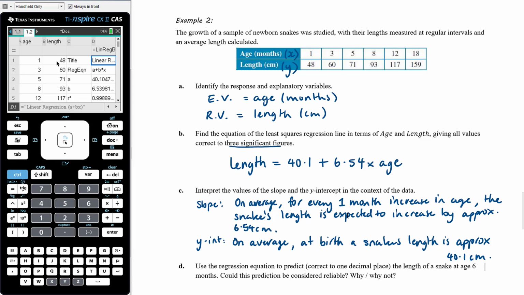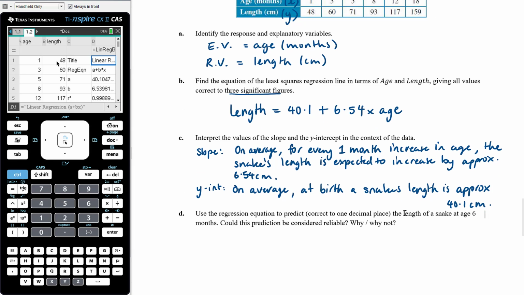Okay, part D. Use the regression equation to predict, correct to 1 decimal place, the length of a snake at age 6 months. Could this prediction be considered reliable? Why or why not? Okay, so let's make the prediction first. Alright, so we want predicted length. So predicted length, our length equation is 40.1 plus 6.54 multiplied by age. Now we want age in months and we want age at 6 months.